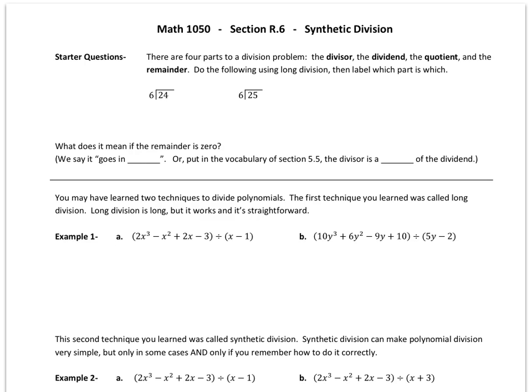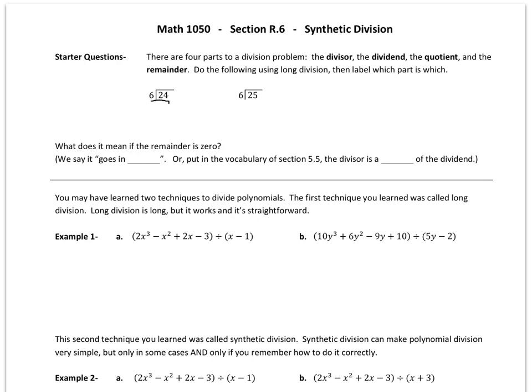It says there are 4 parts to a division problem: the divisor, the dividend, the quotient, and the remainder. Now it says do the following long division, then label which part is which. So let's do the first part here. We're running back to 3rd or 4th grade, when you learned division. So we're going back to 3rd grade for a minute. How do I handle this problem right here?